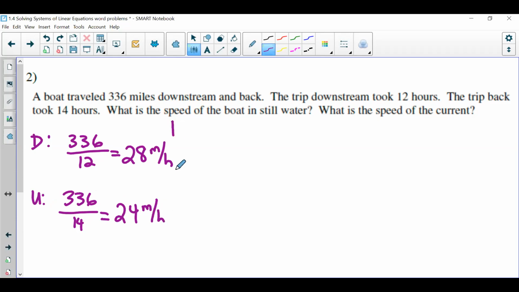Okay, now that actually was a little bit of just pre-work. Unfortunately, we had to do that here. Okay, we're trying to find the speed of the boat and the speed of the current. What variables should we use? Could you just average it out and say 26 miles an hour is the speed of the boat in still water? Well, Zach, let's see if that assumption works. Let's try to solve this with a linear system. I'm going to use B for boat and C for current, if that's okay with you guys.